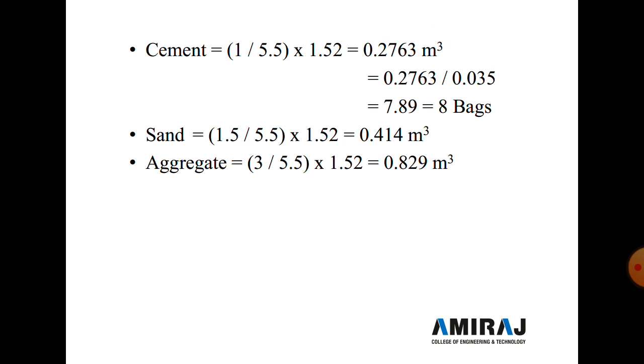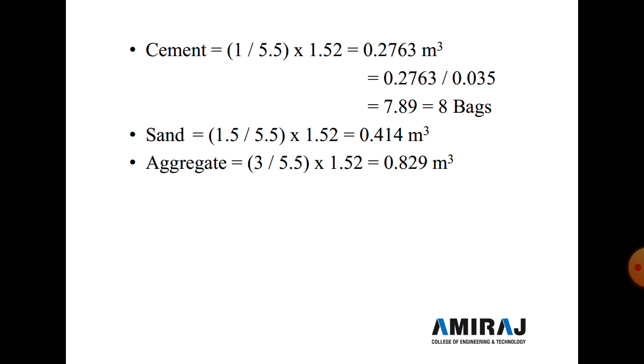Clear? So 1 bag volume is 0.035. So 0.2763 divided by 0.035, we got the answer 7.89, meaning overall 8 bags of cement are required for 1 meter cube of M20 grade to prepare M20 grade concrete.